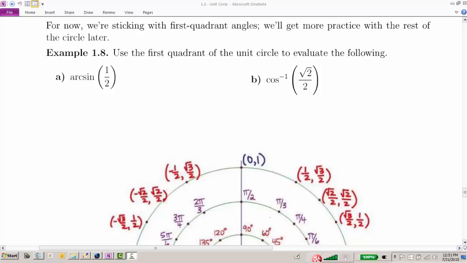In this example, we're going to get some practice evaluating inverse trig functions. That's where we find the value of an angle, find out what angle we have if we happen to know the value of the trig function, sort of the reverse of what we were just doing recently. There's two different ways we could denote the inverse trig function.